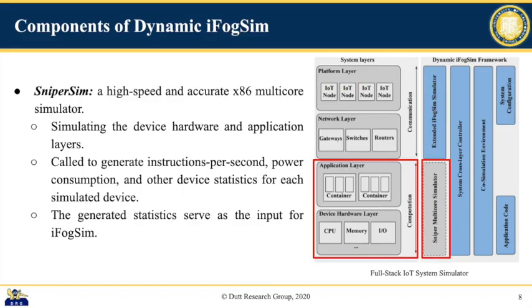Now let's talk about the framework we made. This framework is composed of six main components. SniperSim is the first of them. We didn't make any modification to the original SniperSim. It's a high-speed and accurate x86 multi-core simulator, and it can generate instructions per second, power consumption, and other device statistics for simulated devices. This component helps us to simulate the virtual device in the platform.